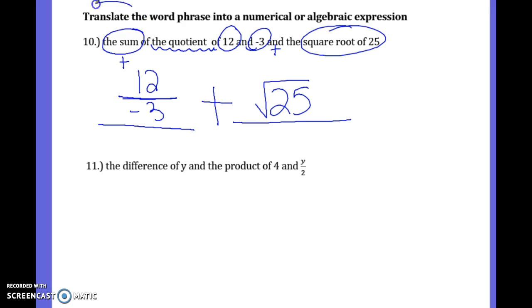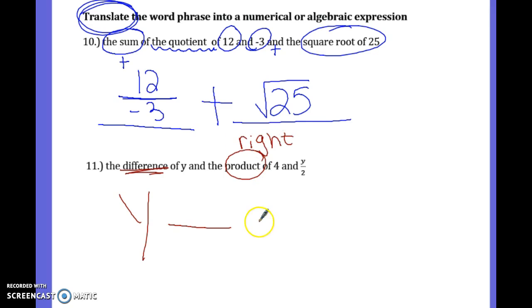It just simply says translate, so we're done. It doesn't say to simplify. If it says simplify, then we would actually need to do the math portion. The difference, subtraction of y, that goes on the left, and the product, this is on the right. So you have multiplication on the right. 4 goes on the left of that product, and y over 2.